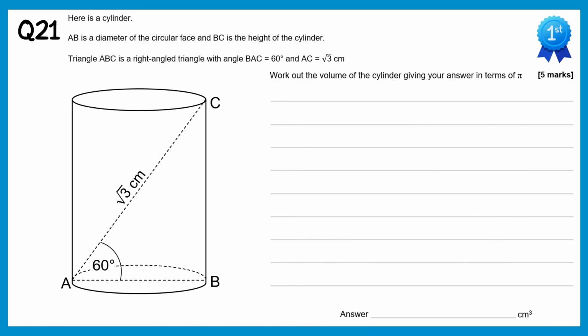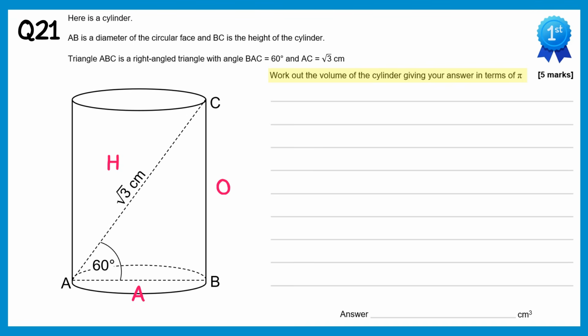In this question, we need to work out the volume of the cylinder, again giving our answer in terms of pi. To find the volume of a cylinder, you need its height and its radius, and we don't have either of those yet. We do have a right-angled triangle here though, so let's use SOHCAHTOA to find some of those missing lengths. Let's label the triangle so we've got the opposite, the adjacent, and the hypotenuse.